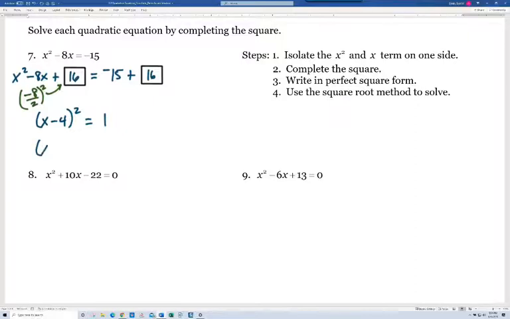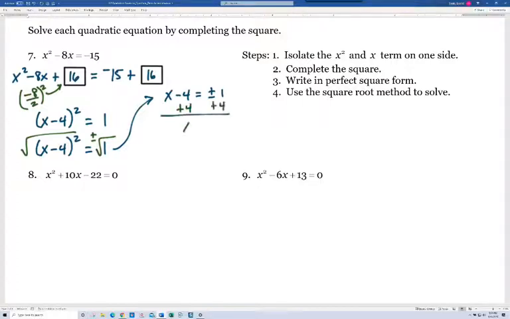So I'm going to rewrite this and then take the square root of both sides. Don't forget, when you do that, you've got to put that plus or minus in. And so when we take the square root of something squared, we're going to get what's inside, x minus 4. And of course, the square root of 1 is 1. And we do have plus or minus 1 on the right side.